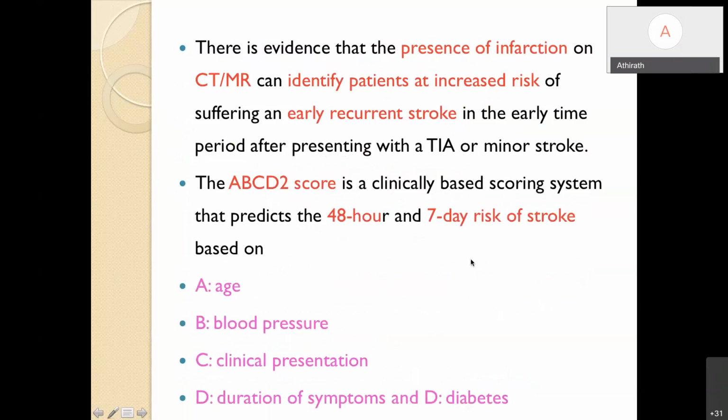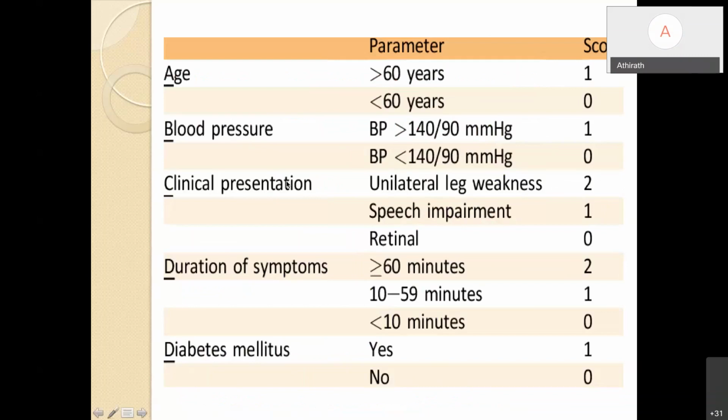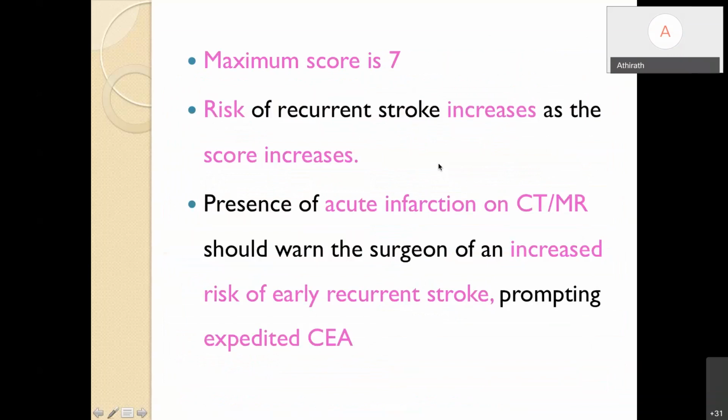And whenever you find an infarction on CT or MR brain, you need to treat this patient early because there is a high risk of early recurrent stroke. And there's something called ABCD2 scoring, which tells about the risk of stroke in the 48-hour and the 7-day period. So this is the score. A is age, B is blood pressure, C is clinical presentation, D is duration of symptoms, and further D is diabetes mellitus. Each will be given a scoring parameter. The maximum score is 7, and the risk increases as the score increases. As I told you, any infarction on CT or brain, along with this ABCD2 score, indicates that there's an increased risk of early recurrent stroke.